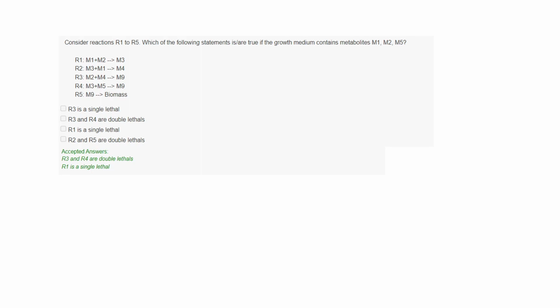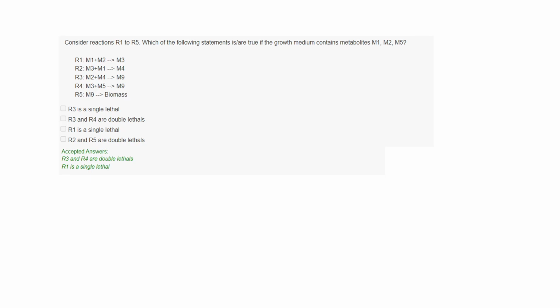But for me, the confusing part was this R5 reaction, where I was wondering if R5 is not there, will it stop growth essentially? No, the R5 reaction is not a reaction per se, because your M9 is getting produced. If you consider flux balance analysis, you try to maximize your M9. That is what you're trying to do. The M9 to biomass conversion is not an actual reaction per se, because you're concerned with the production of M9, not the biomass.